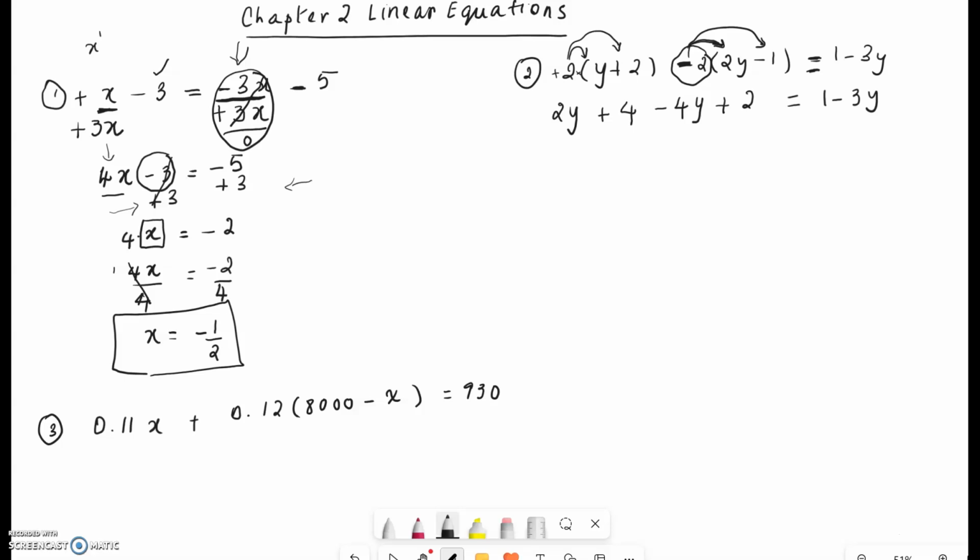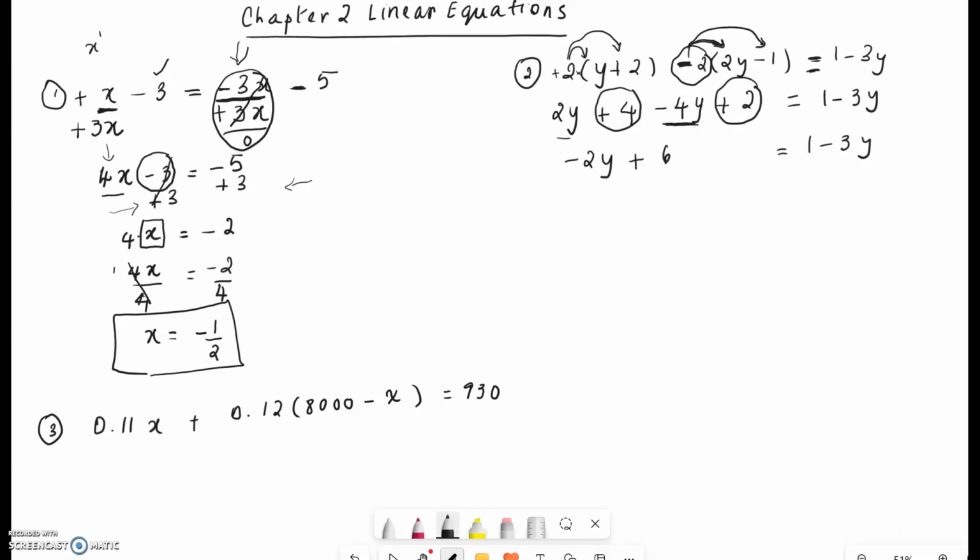Now, we've still not simplified the left side completely, because notice that there are 2 y terms. 2y and then -4y. 2y minus 4y is -2y. Combine the constants. These are called constants. 4 plus 2 is 6 equals 1 minus 3y. We've simplified the left side completely. The right side is simplified completely.